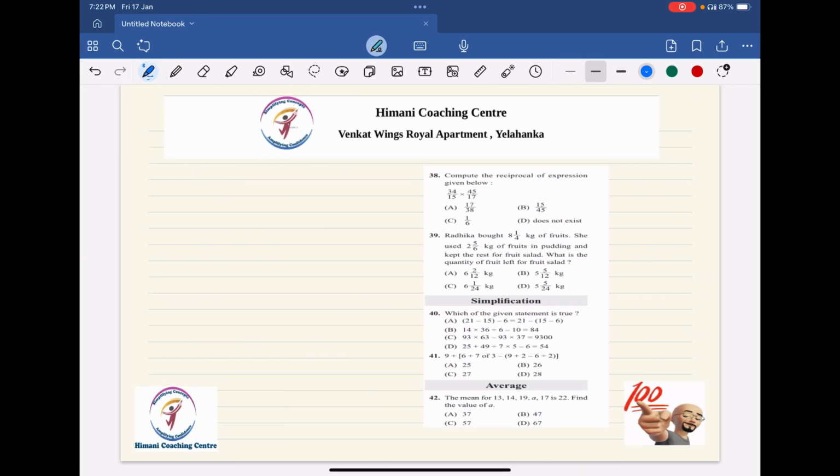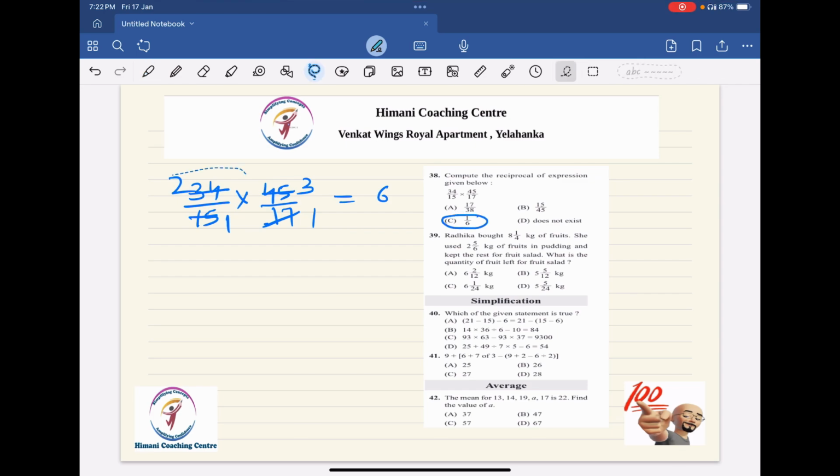Now, the next question is, compute the reciprocal of the expression. We are given an expression 34 by 15 into 45 by 17. So kids, 17 twos are 34, 17 ones are 17, and 15 ones are 15, 15 threes are 45. Basically we get 6. And what is the reciprocal of 6? 1 by 6 and that is the answer. So this is what has been asked.